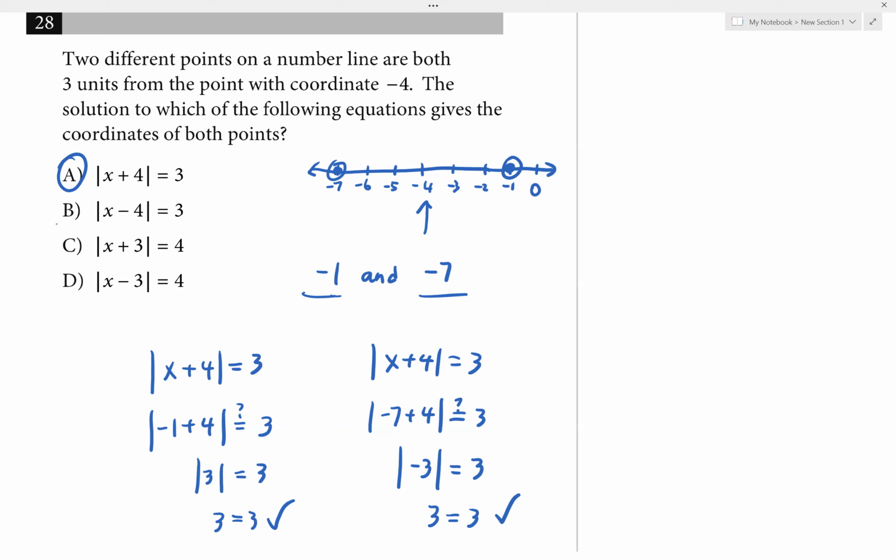Okay, if you try the other ones, some of them work for one of the numbers but not the other. Some of them don't work at all. So yeah, it had to be letter A. It worked for both solutions. So that's it for number 28.